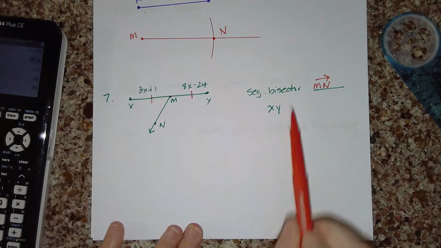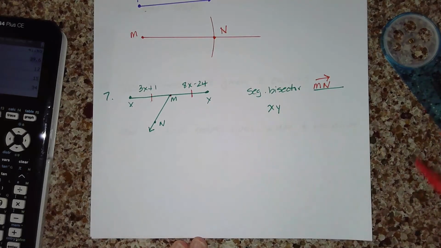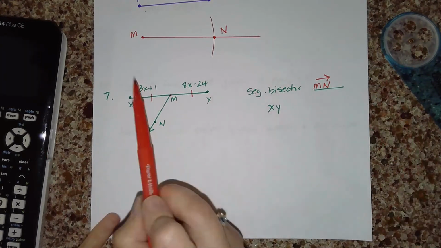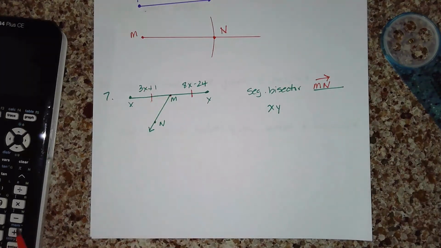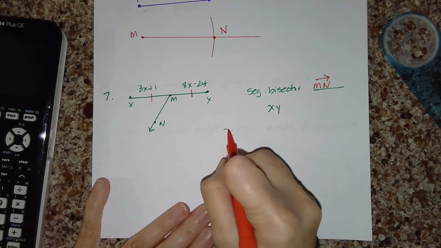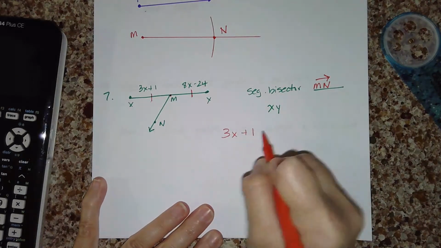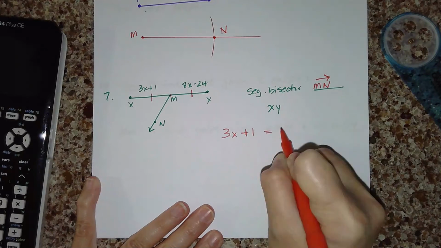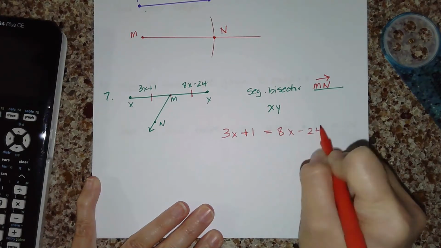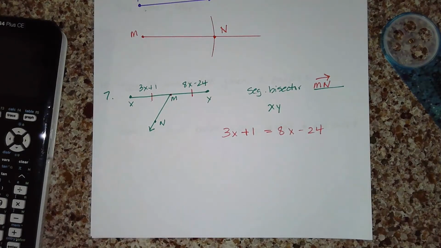The next thing they want us to do is find XY. So if we know this is a bisector, what do we know about those two pieces? Well, we know that they're equal to each other. So you would say 3x plus 1 equals 8x minus 24. So we set those equal to each other.